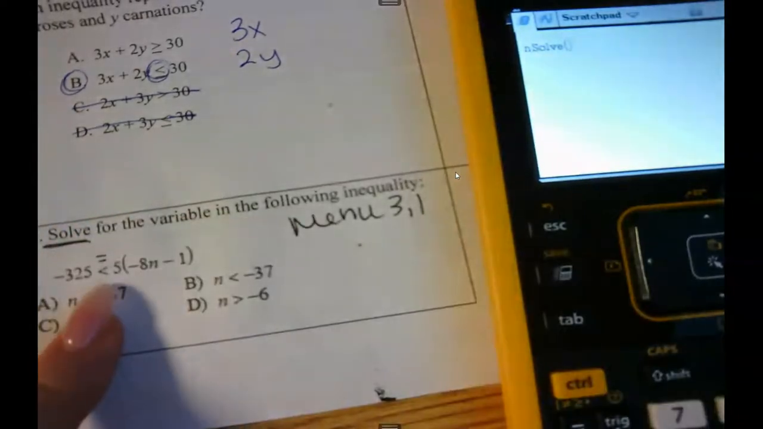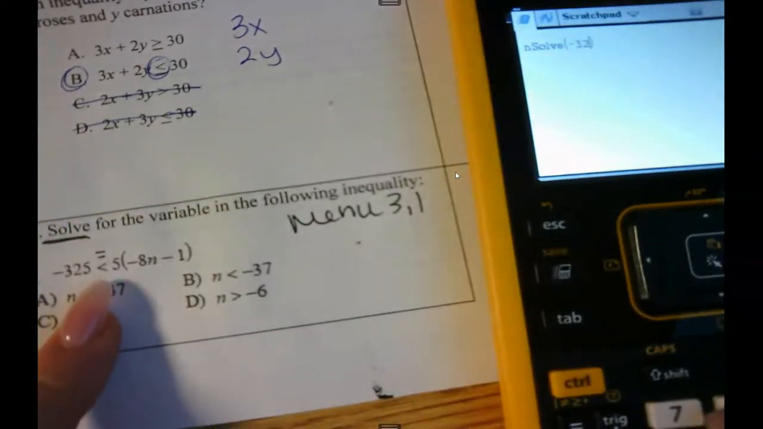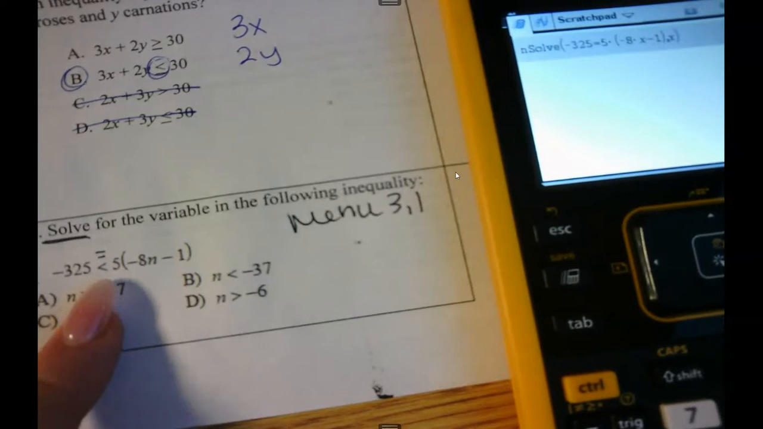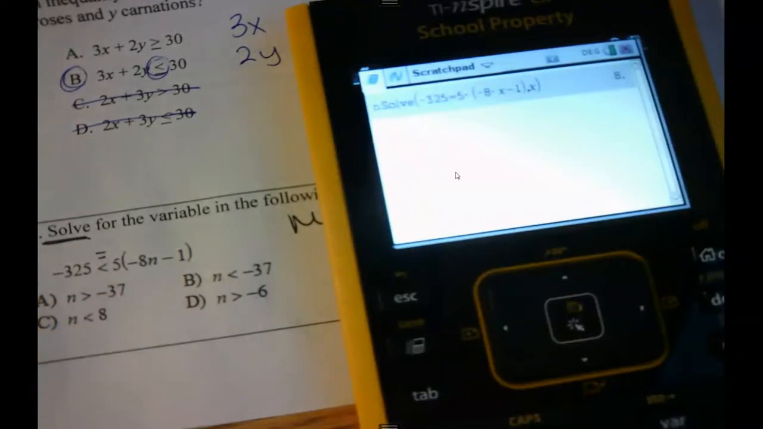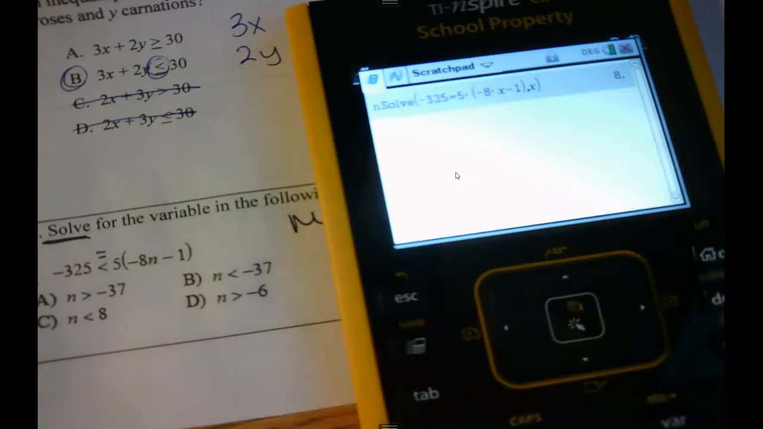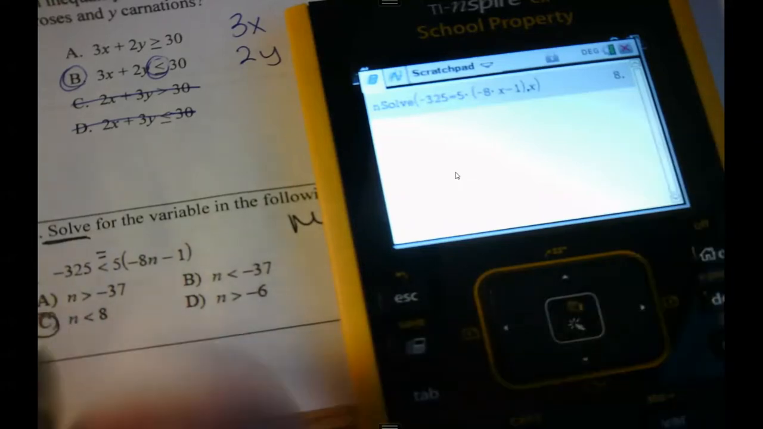with an equal sign. So I got negative 325 equals 5, negative 8, x minus 1, close parentheses, comma, x, enter, and that gives me, you can't see, that gives me 8 for my answer. So here is why we can do that, because most likely 99% chance that all of your answer choices will be a different number, and only one of them will match the number that your calculator gives you. So C is the answer.